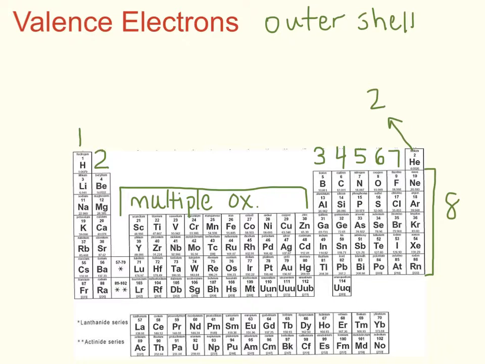So again, we can just look at where an element is located on the periodic table and we can determine the number of valence electrons. Calcium has 2 because it's in column number 2. Aluminum has 3 because it's in column 3. Chlorine has 7 because it's in column 7. So all we do is look for the column that the element is in, keeping in mind that helium has 2, while the rest of the noble gases are going to have 8.